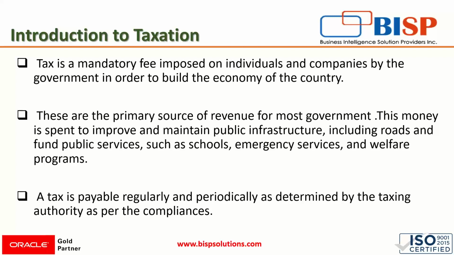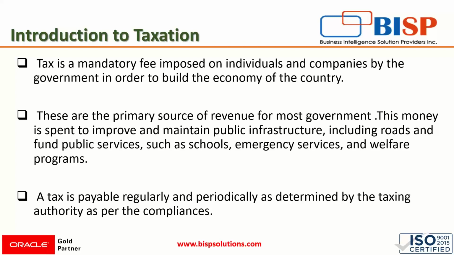So tax is a mandatory fee that is imposed on individuals and companies by the government in order to build the economy of the country. It can be on the state, local, or federal or national level. So it's a compulsory payment that is to be paid by the citizens who are liable to pay it. Taxes are the primary source of revenue for most governments. This money is spent to improve and maintain public infrastructure, and that includes roads, and then fund public services such as schools, hospitals, emergency services, and other welfare programs.